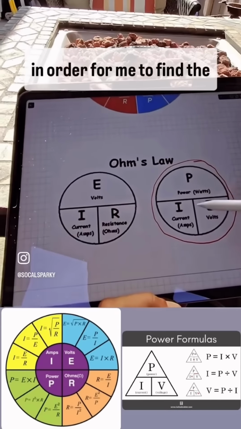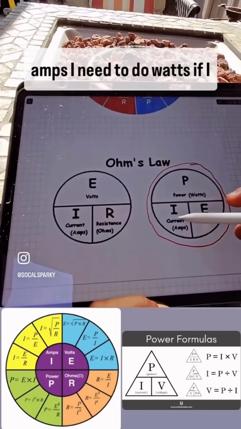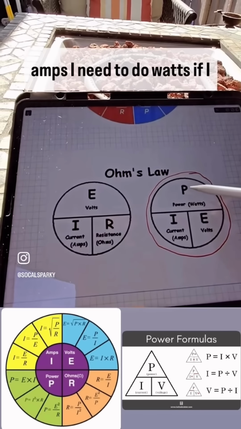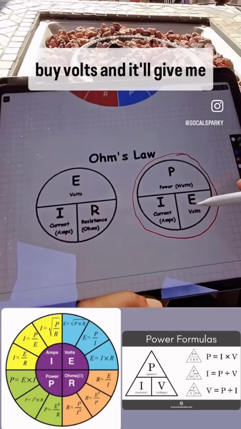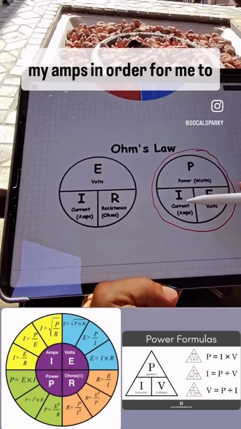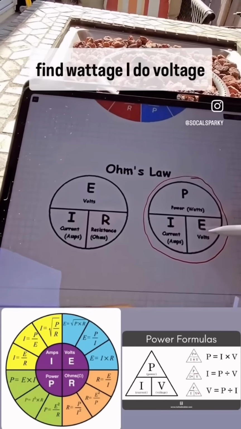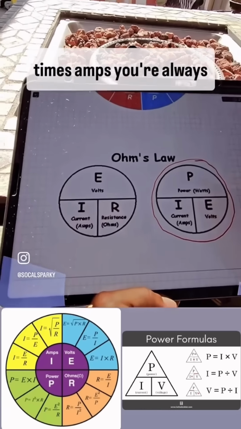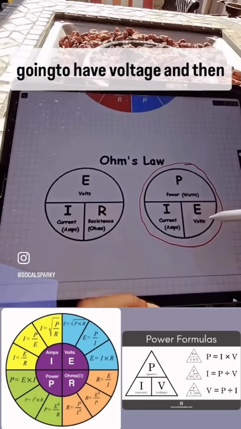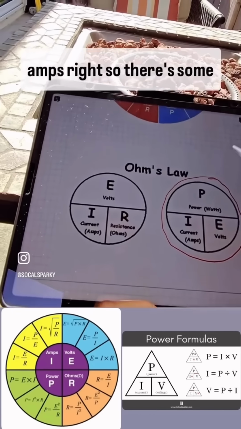In order for me to find the amps, I need to do watts divided by volts, and it'll give me my amps. In order for me to find wattage, I do voltage times amps. You're always going to have voltage, and then you'll either have watts or amps, right?